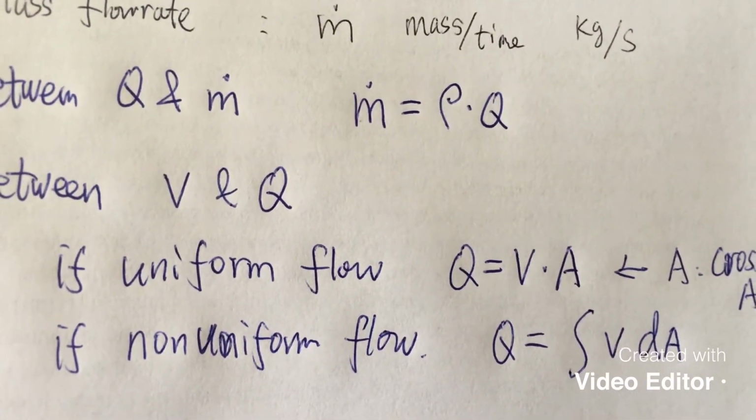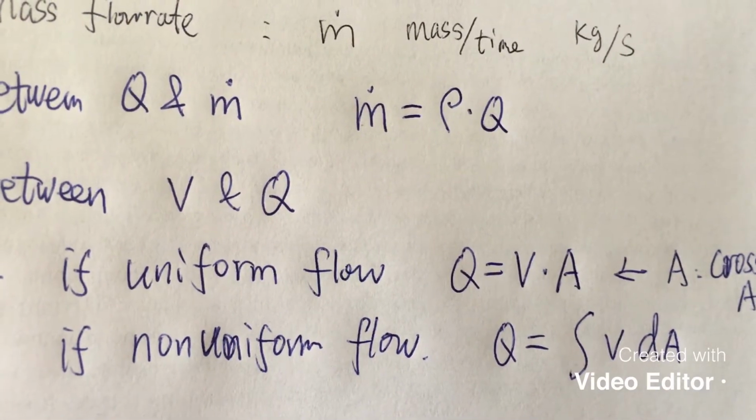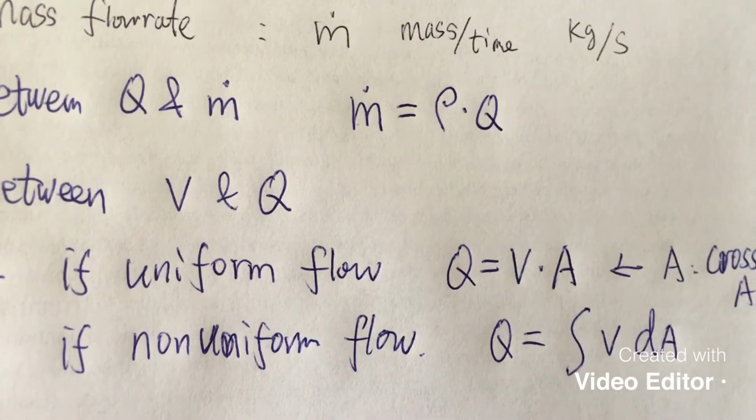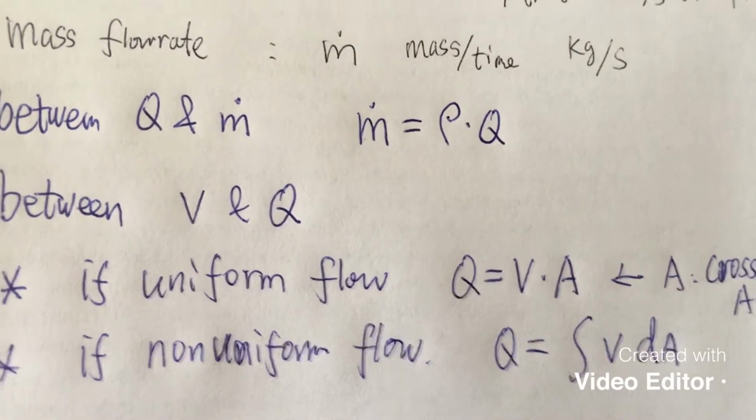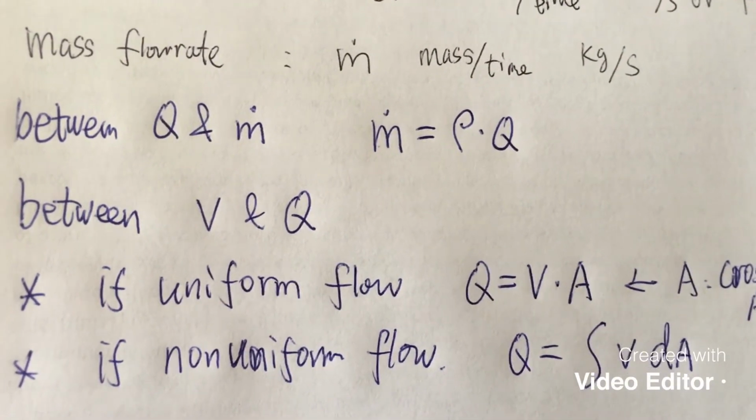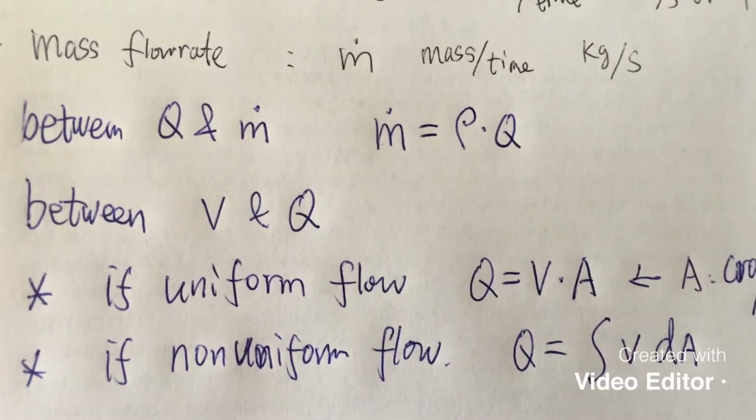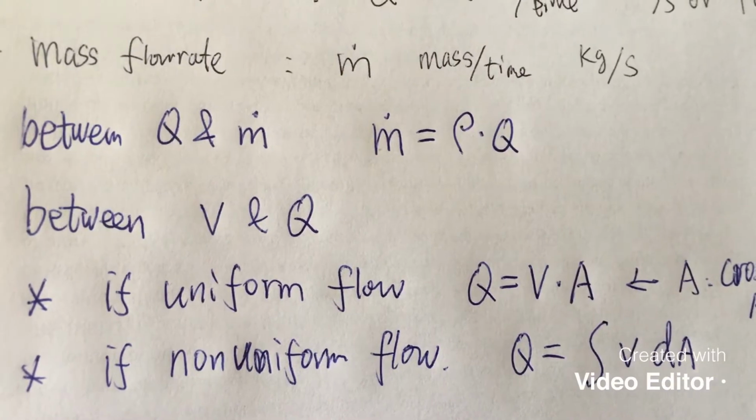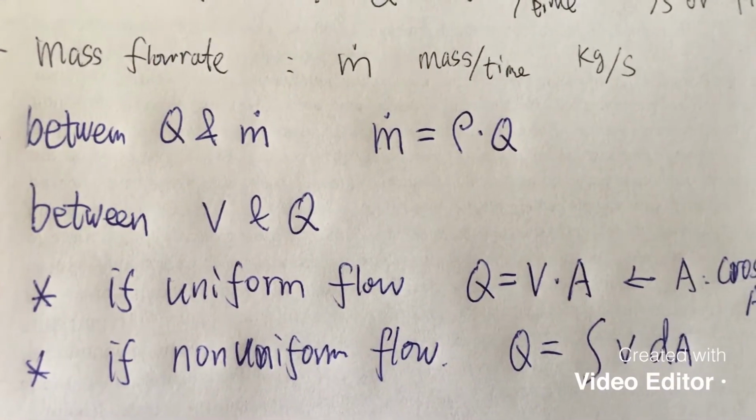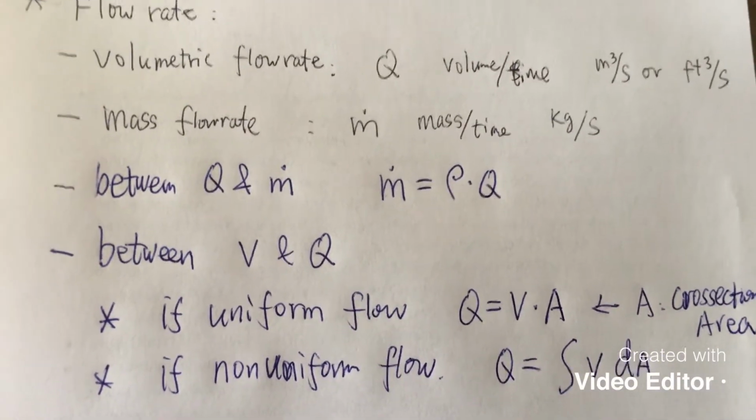If that's the case, the calculation will be a little difficult. We need to use integration. Then after you get the volumetric flow rate, converting to mass flow rate is easy. Just multiply by density. In this fluid mechanics class, the density is always constant, right? Incompressible fluid. So this is the flow rate calculation.